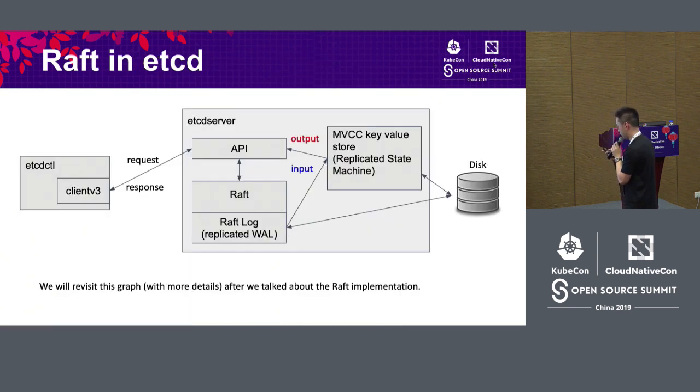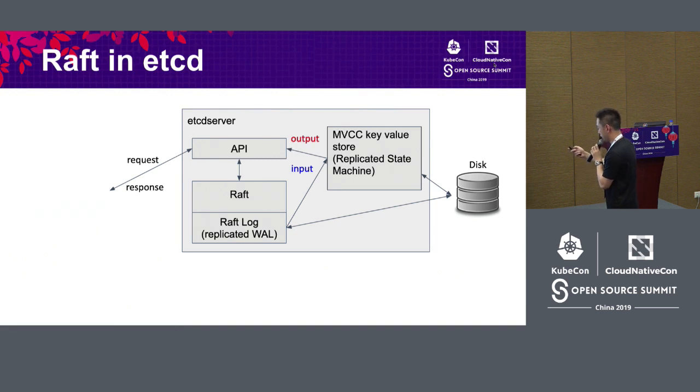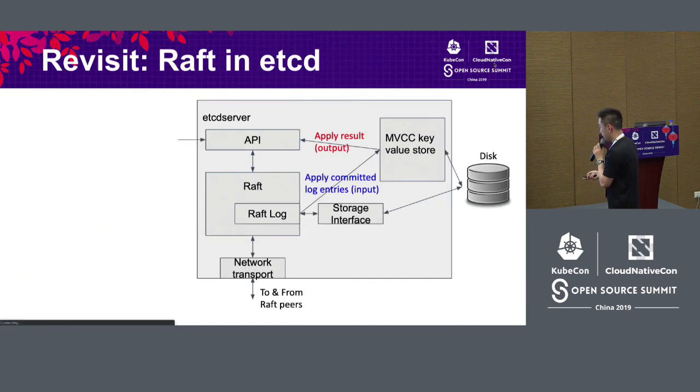All right, so this is the graph we just saw earlier. We're going to talk about it in more detail, because now we've seen more details. First, we don't care about the client side now. The first thing we know is that the raft package does not implement the persistent storage interface. It does not implement network transport between the raft nodes. So if you are using the raft package, you need to implement these.